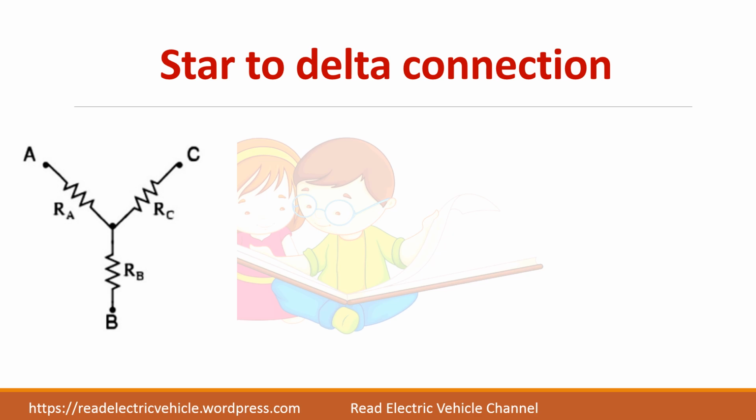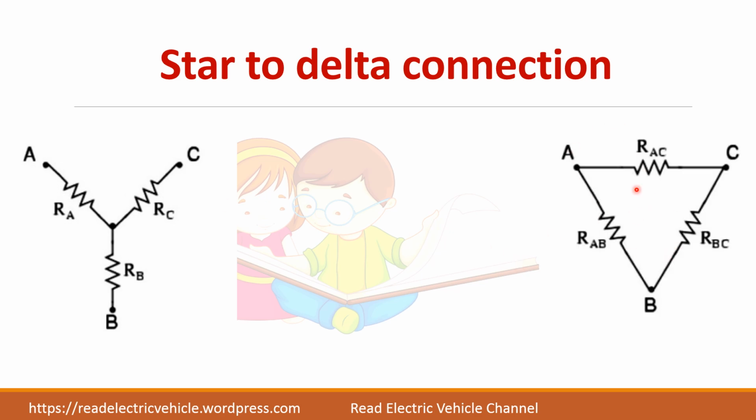Now let us see how to convert this star network to its equivalent delta network. Remember one thing, a star network can be converted into its equivalent delta, but the resistance in star network will be different from the resistance in delta network. So if you know RA, RB, RC of star network, you have to find the value of RAB, RBC and RCA in case of delta network. So there is a direct formula for it. You can substitute those values and find this resistance.